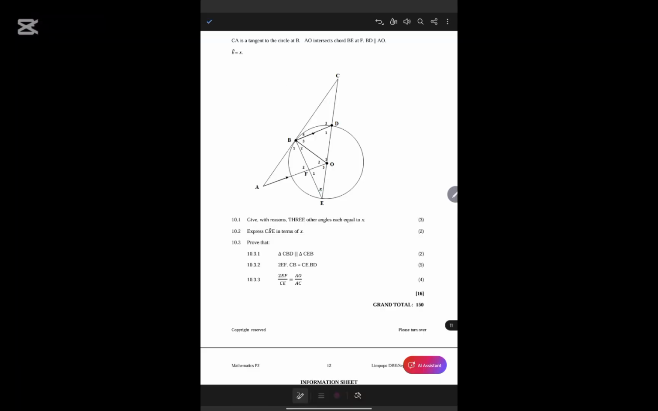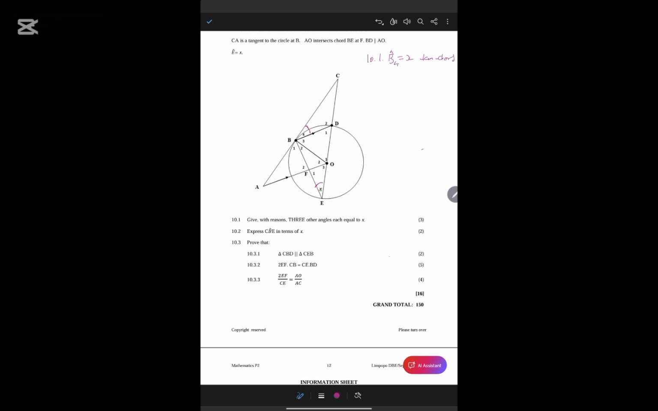They say give with reasons 3 other angles each equal to x. What they gave us at this moment is that angle E is x. So we need to find 3 other angles that are equal to x. Remember, they told us ABC is a tangent. Therefore, angle B4 is equal to angle E, that is the tan chord theorem. So I'll write the answers up here. 10.1, angle B4 is equal to x, and the reason is tan chord.